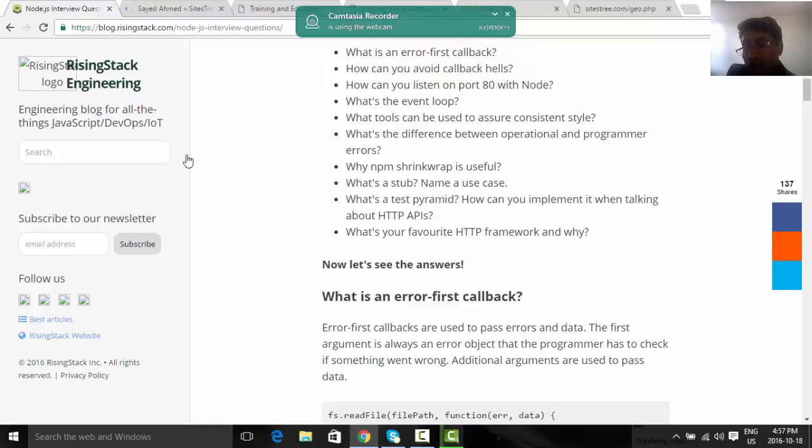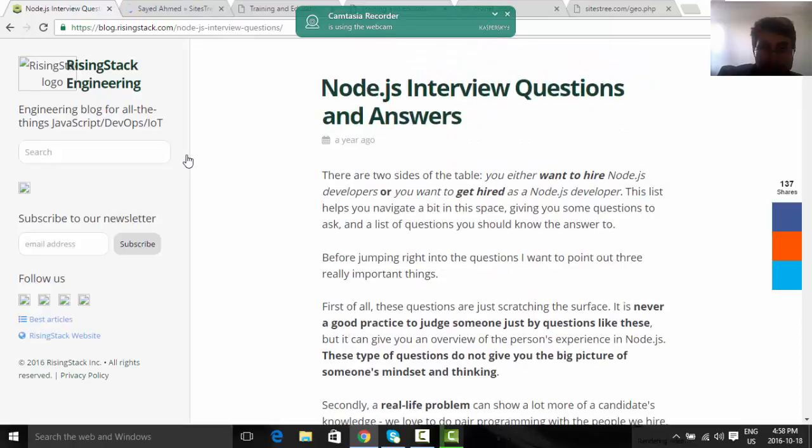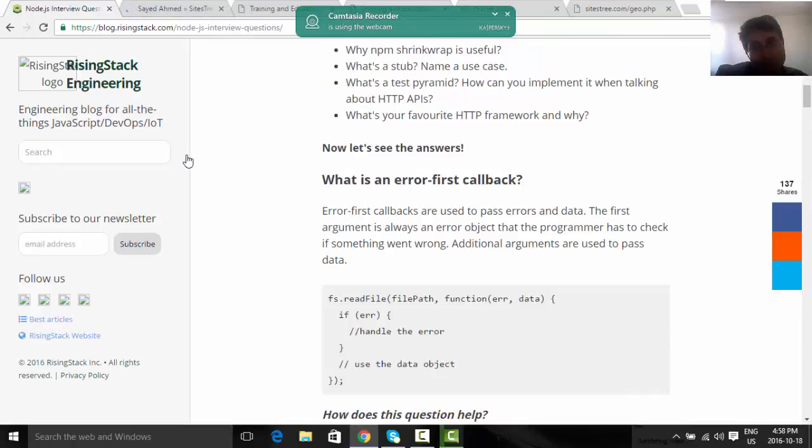What is your favorite HTTP framework and why? I'm not sure what they mean by this. If they mean the Node.js frameworks, there is the Express framework, and for testing there is Mocha, Nightwatch, and there's also Jasmine, Karma. There are some other stuff there. Okay, I have to see what actually they are trying to refer to. So it looks like I can check their answer and then I can explain further.